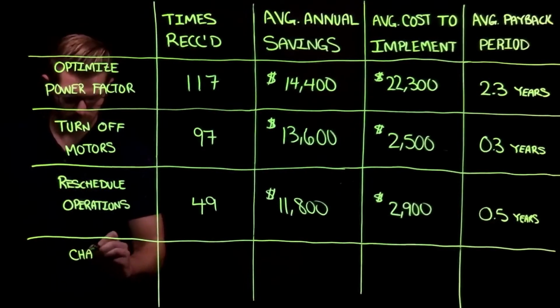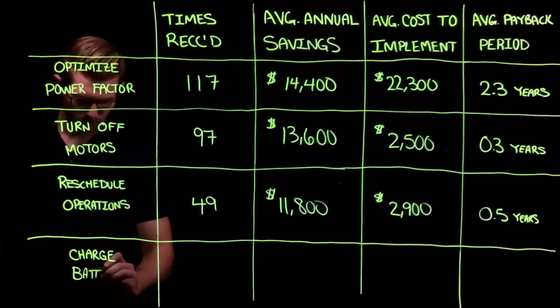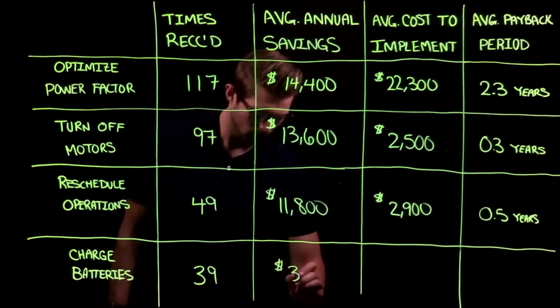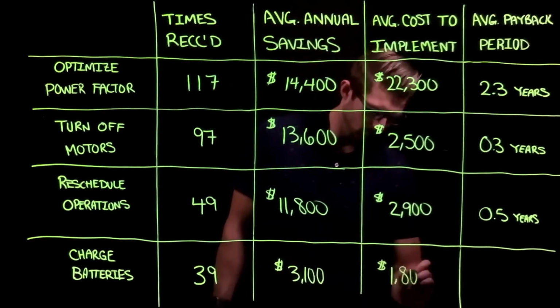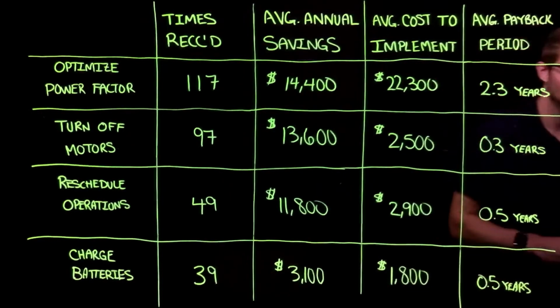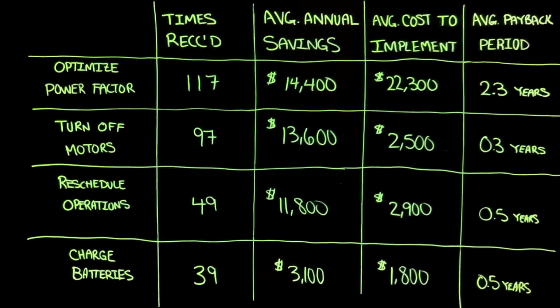Battery storage systems have been recommended to food processors 39 times with an average cost of $1,800 and an average savings of $3,100. The resulting average payback for this recommendation is only 6 months. This concludes our list of recommendations related to electricity.